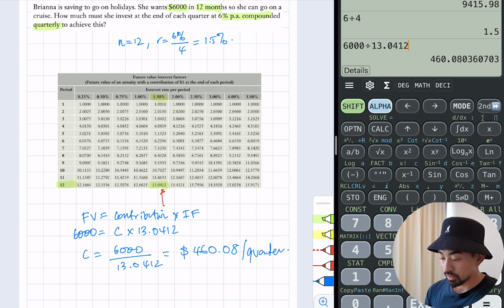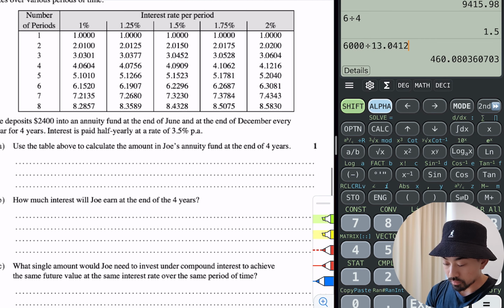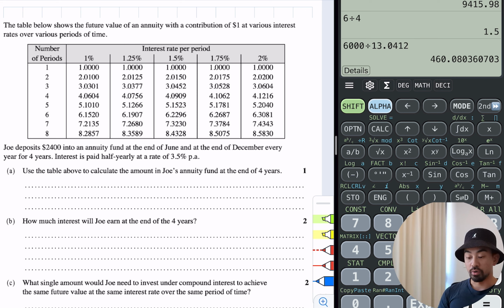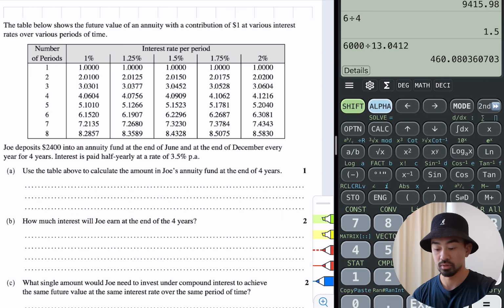Okay? All right, let's go through one more exam style question. So the table below shows future values of annuity contribution of $1 at various periods of time. Now, let me just give you a bit of advice. If they give you a table, you have to use it, okay?